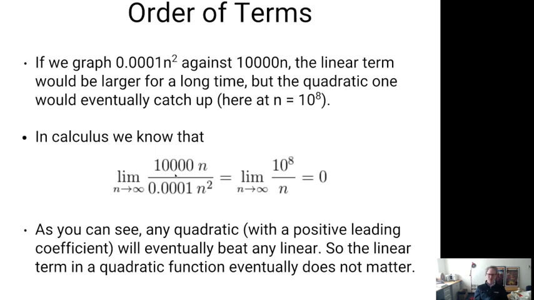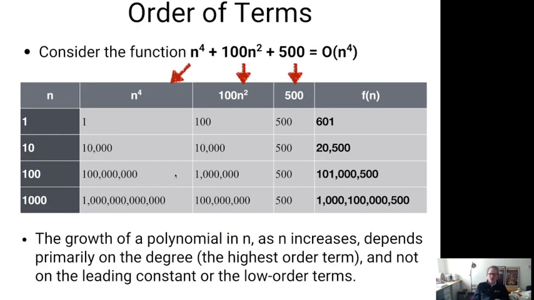And so this linear term in the quadratic function just doesn't matter, right? And so you get to throw them away when you're talking about the complexity of algorithms. Okay. All right, so again, we're just reinforcing the point here, right?